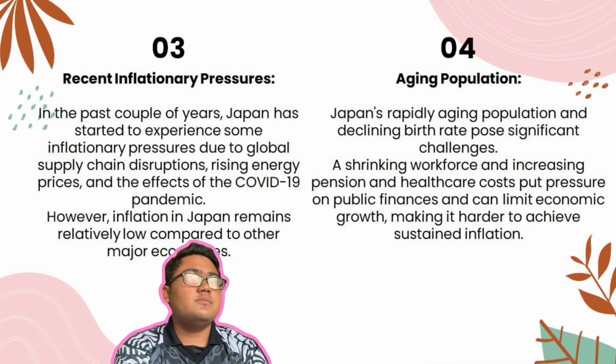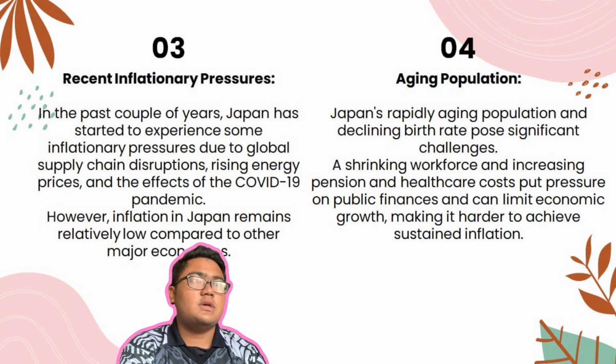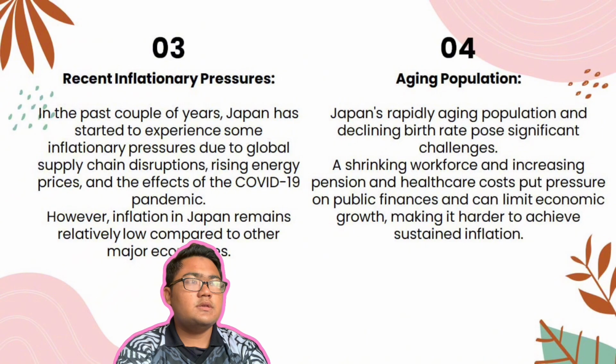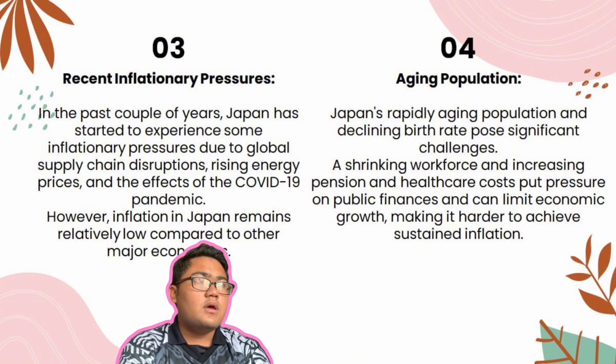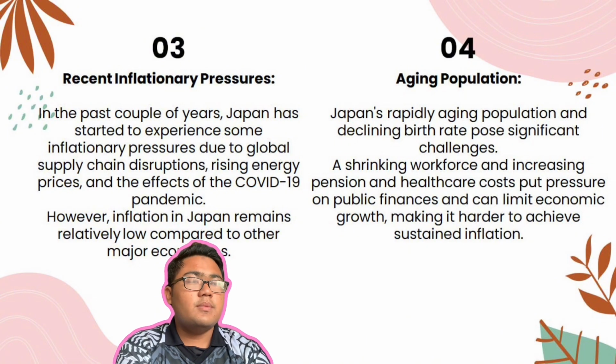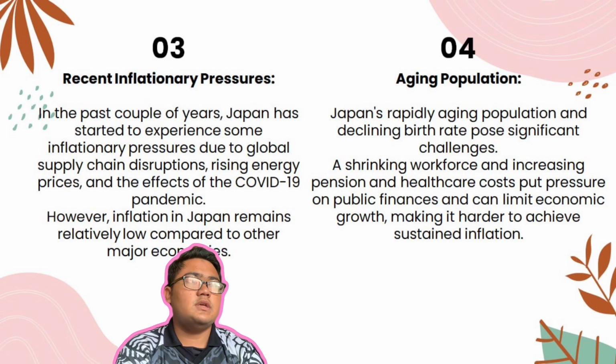Number 4, aging population. Japan's rapidly aging population and declining birth rate pose significant challenges. A shrinking workforce and increasing pension and healthcare costs put pressure on public finance and can limit economic growth, making it harder to achieve sustained inflation.